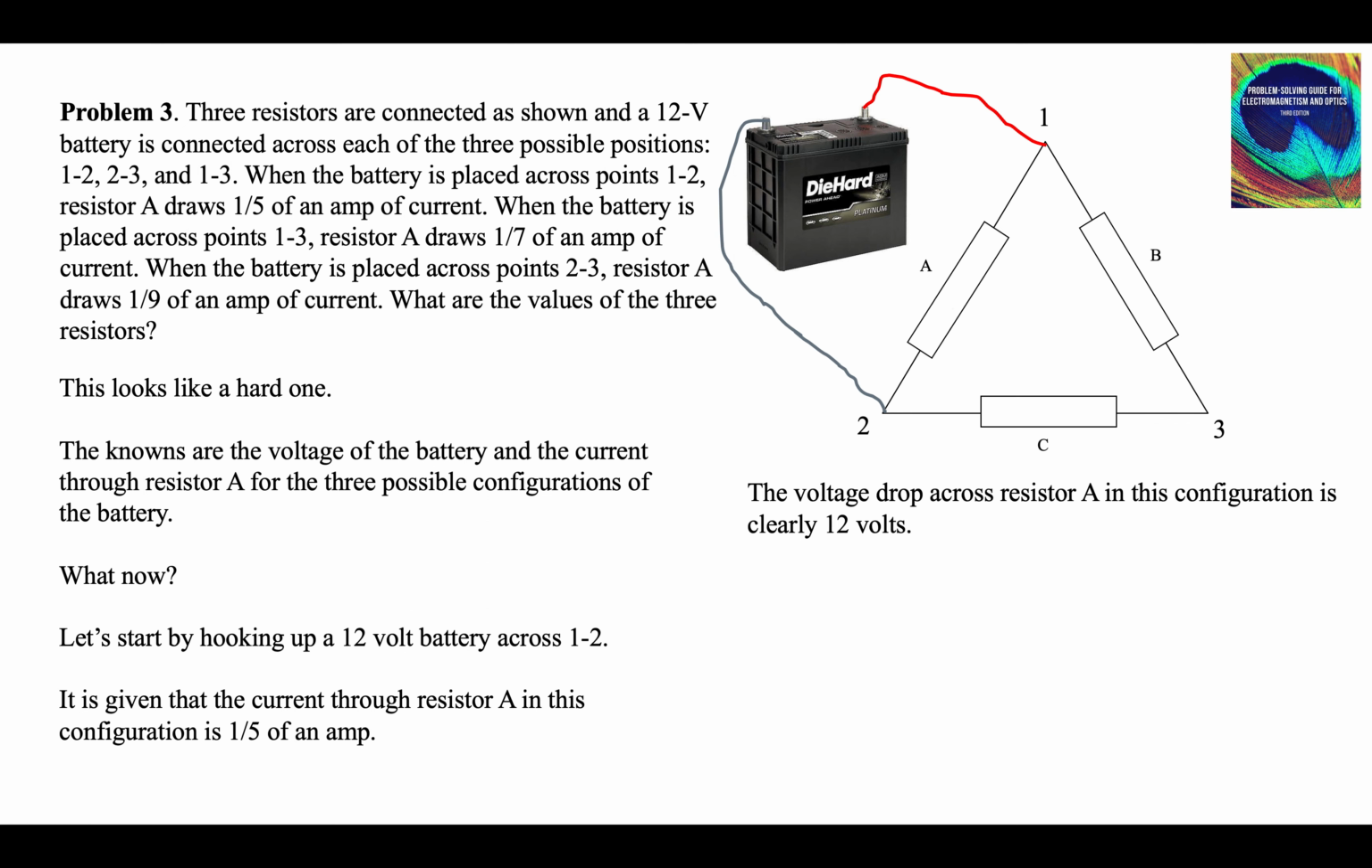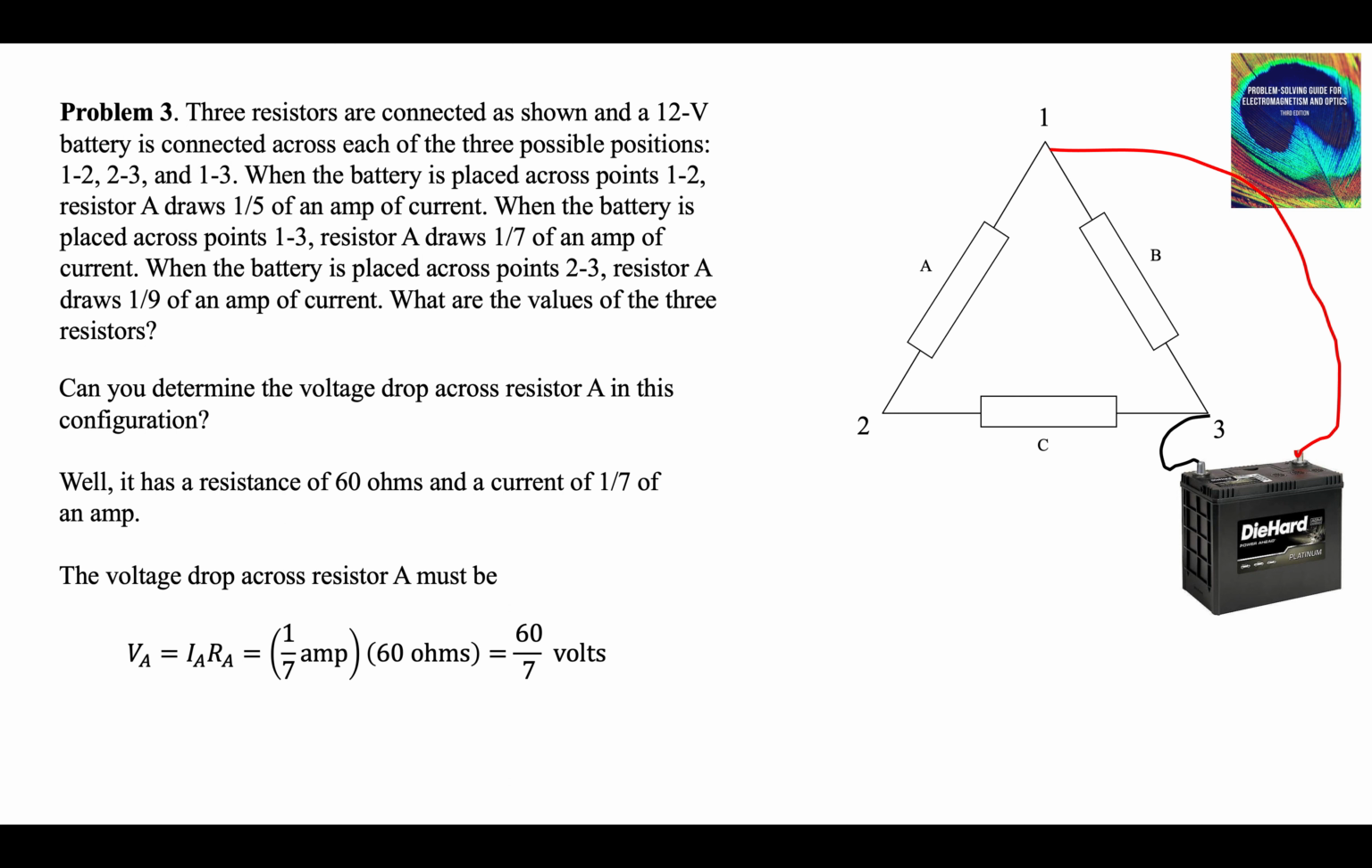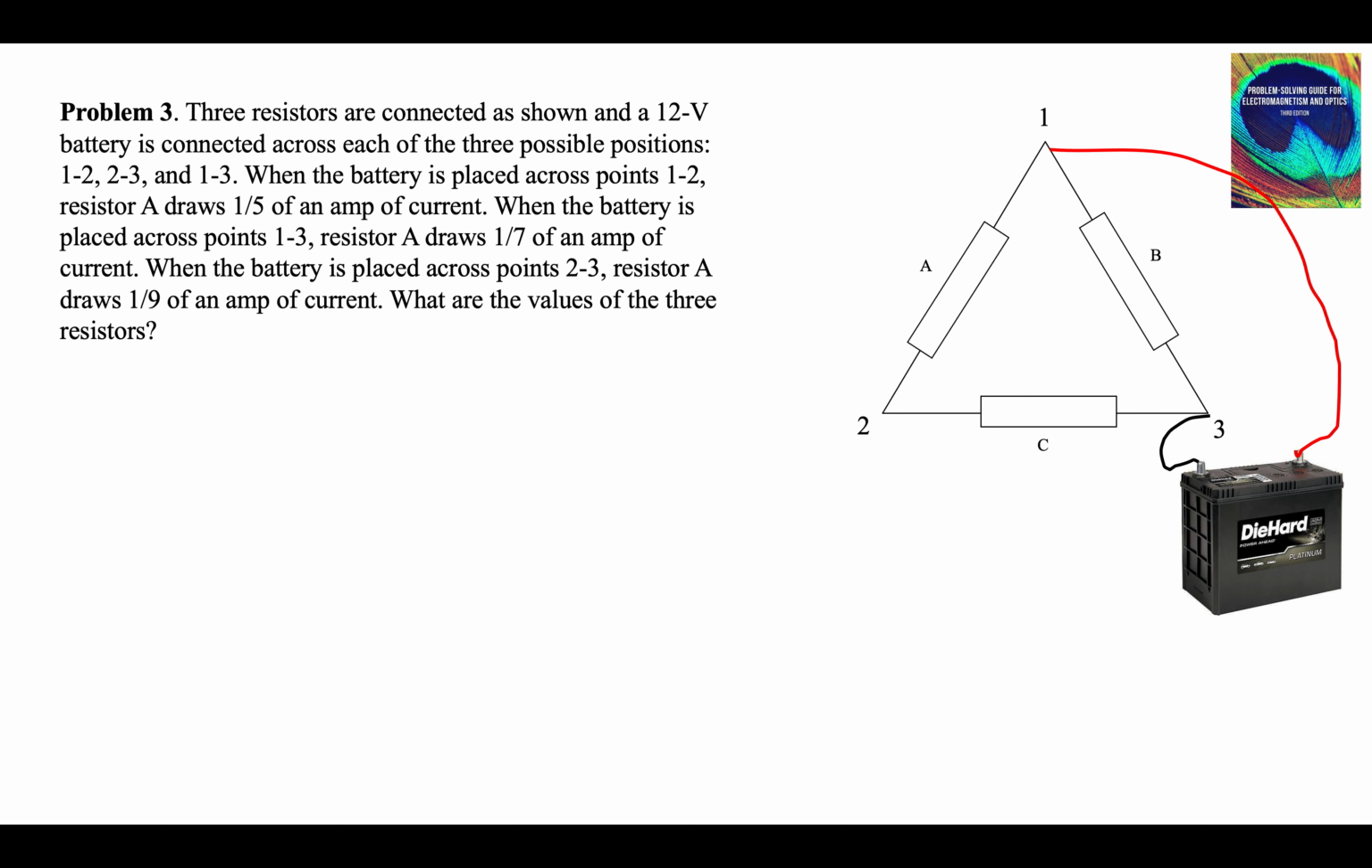What about the voltage drop across resistor A? We know it has a resistance of 60 ohms. We just calculated it. It's given that the current is a seventh of an amp. The voltage drop across resistor A must be a seventh of an amp times 60 ohms, 60 over 7 volts. What is that? 8 4/7 volts? What can we do with that? How does that help? Another opportunity to pause the video and think.